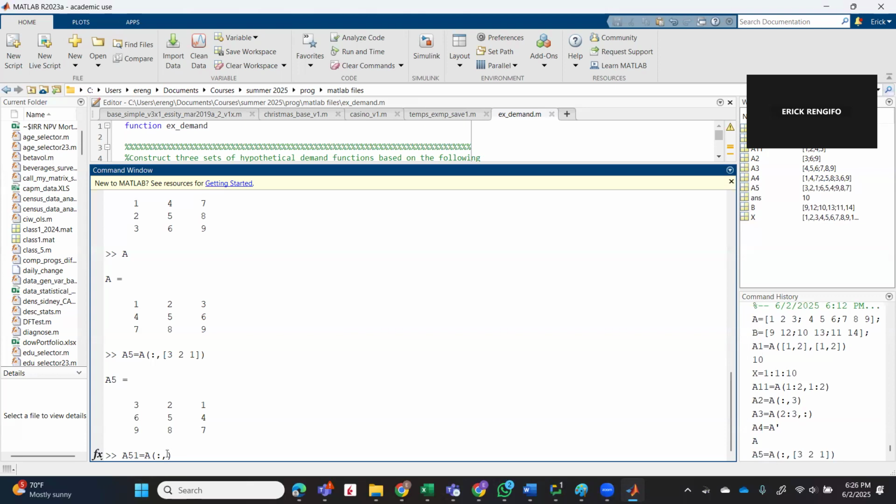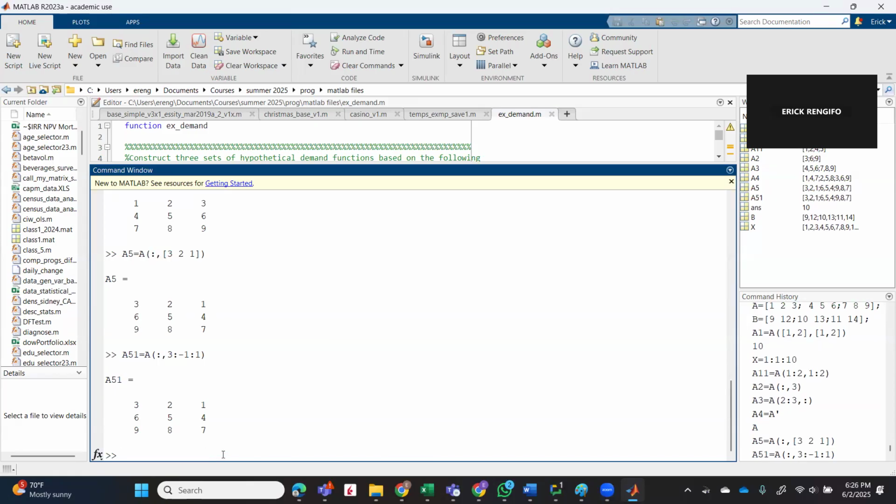How do I tell MATLAB go from 3 to 1, decreasing by 1? 3:1. Here we have an issue because what is going to be 3:1? Remember that the default increase is 1, not -1. Do you agree? So you need to be explicit here and write 3, minus 1, comma 1. So it's going to be 3, 2, and 1. Make sense?